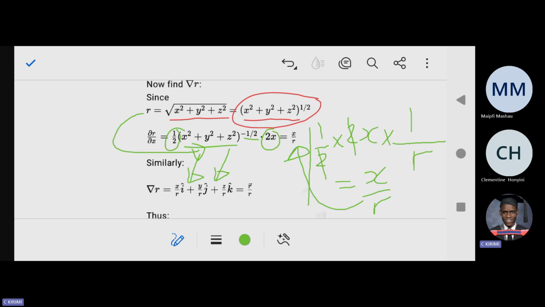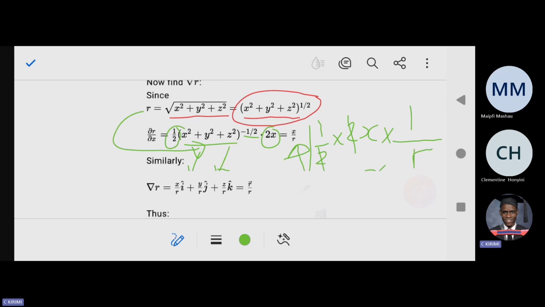So if you do the same with respect to y, you will be left with 2y, then it will be y over r. Always the denominator is not going to change. Then if you differentiate with respect to z, it's going to give you half multiplied by 2z times 1 over r. Then you are left with z over r. Are we together?